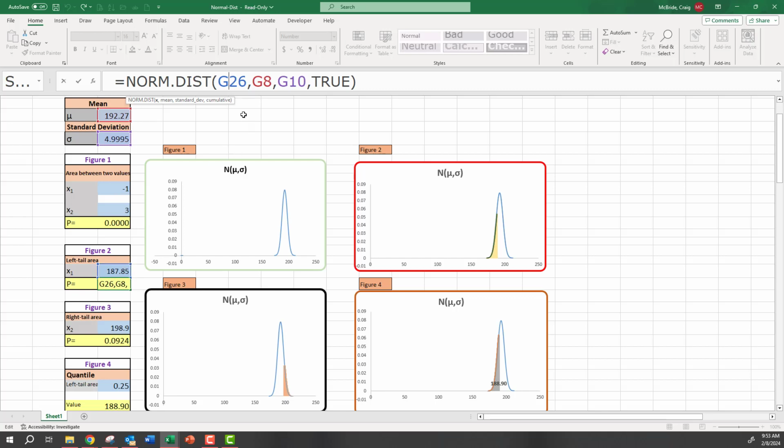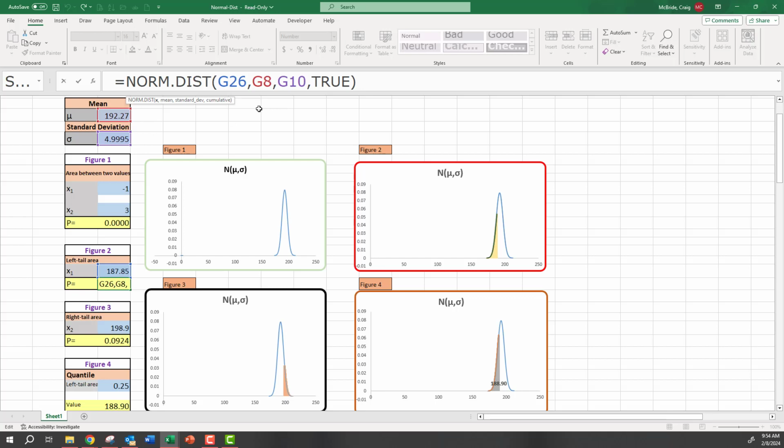So if you want to do the formula just once, you don't want to set up something like this where it's recursive, it's simple. The first number you give it is your x value, the thing that we're testing, so the 187.85, then comma. Then the next thing you give it is the mean, the 192.27.